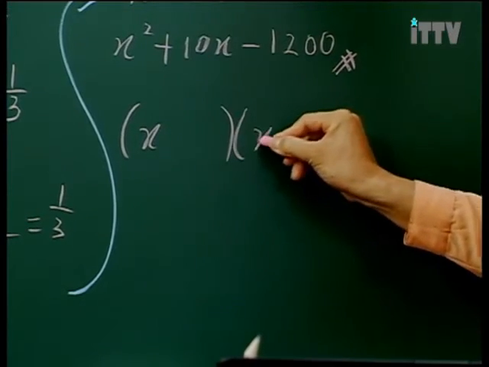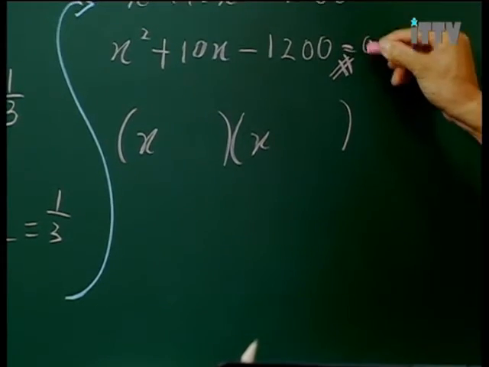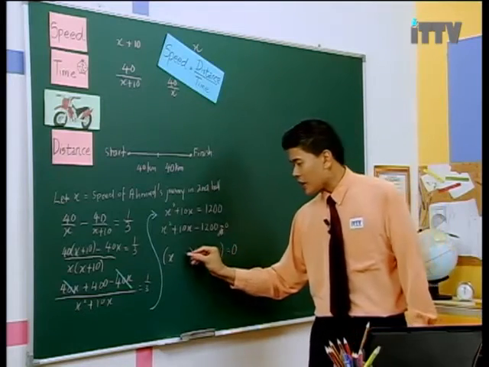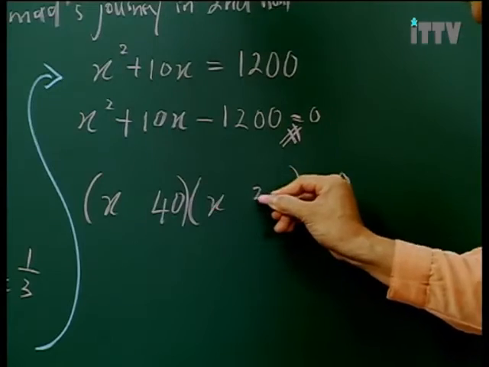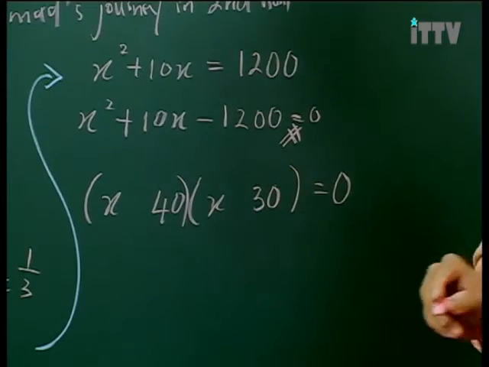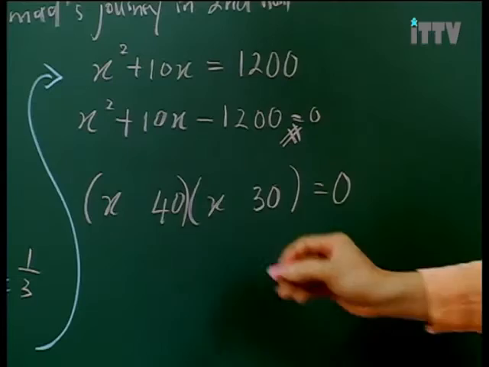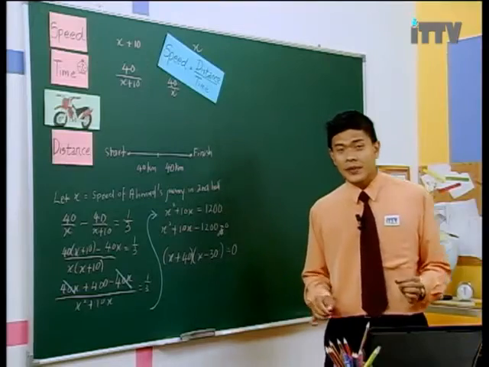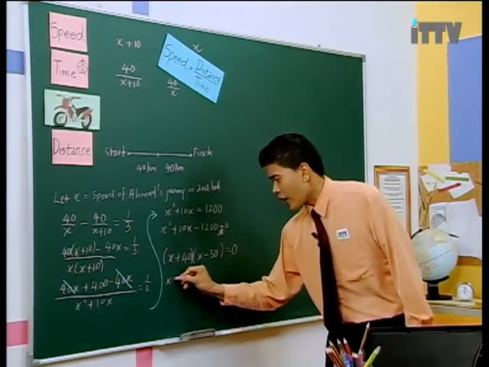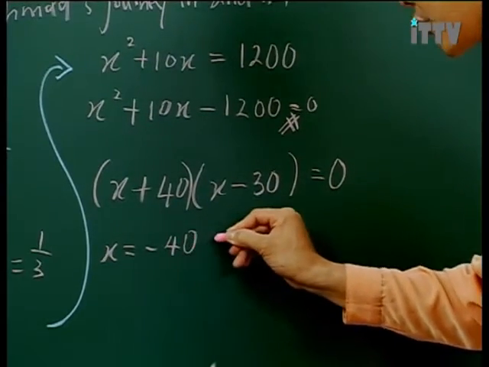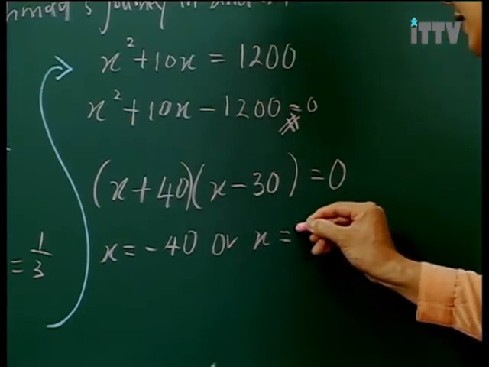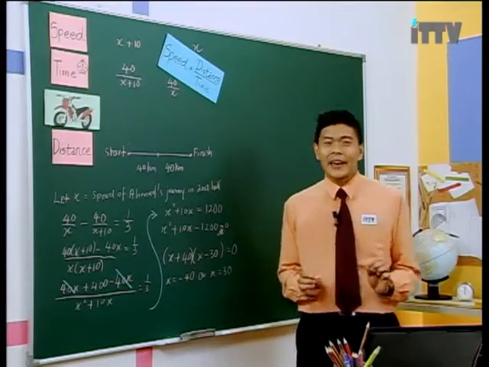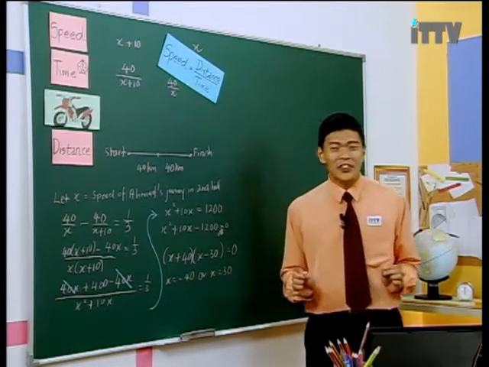Factorize into two parts. The journey of Ahmad. So 1200 can be factorized to 40 multiplied by 30, and when you put both signs together, you should get the factorized quadratic equation. So this makes x two values. It can be negative 40 or x is 30. Yes, these two values are roots of the quadratic equation.